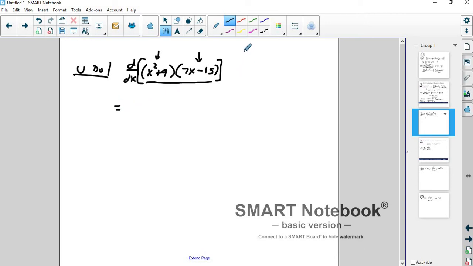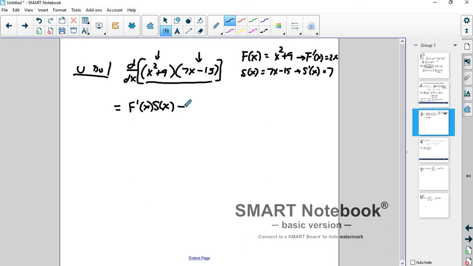Okay, so once again, if we let our first term be called big F, which is x squared plus 9, and our second term be big S, which is 7x minus 15, then f prime is just 2x plus 0, right? And s prime is just 7 minus 0. And so our derivative rule is f prime of x times s of x plus f of x times s prime of x. You've got to memorize that formula.